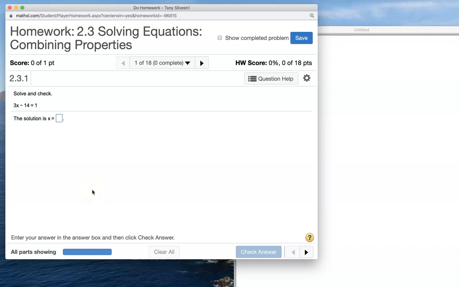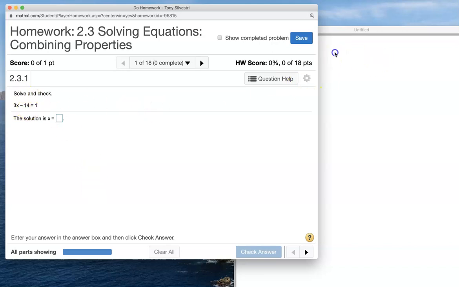Hi, welcome to section 2.3, solving equations combining properties. We're going to use both the addition property and the multiplication property in solving things. So let's take a look at this guy right over here.